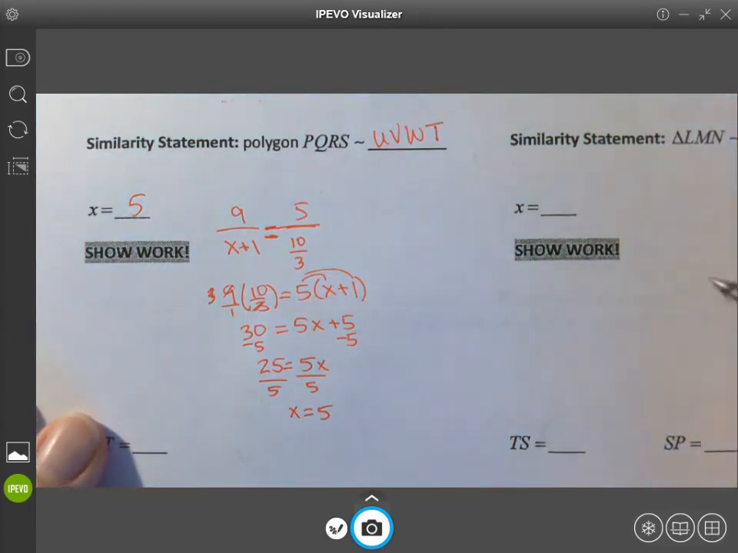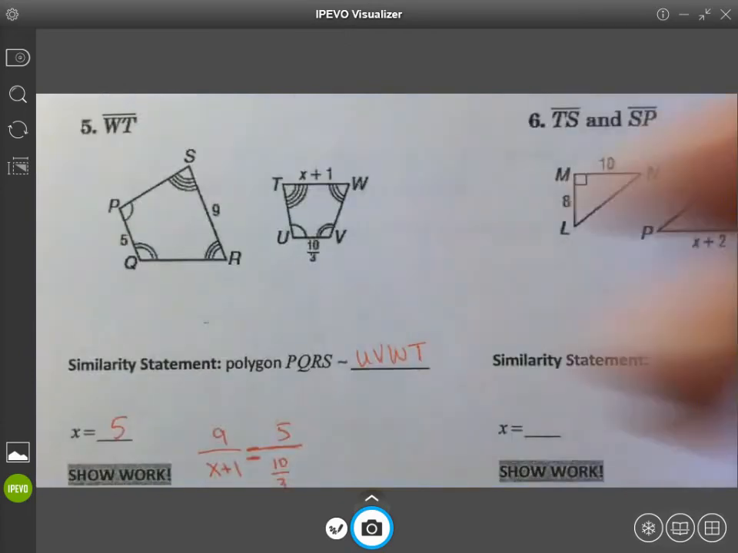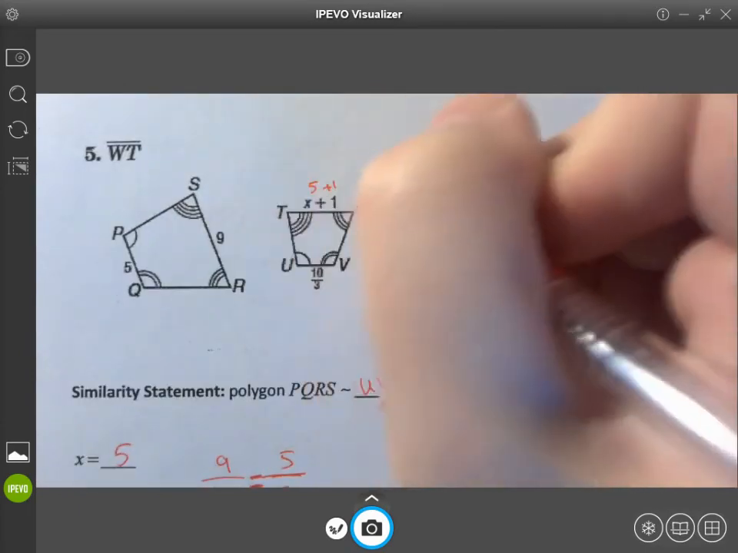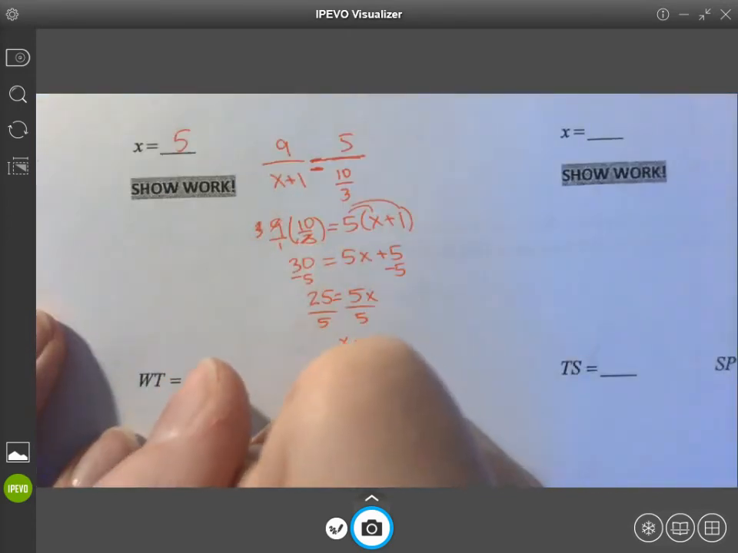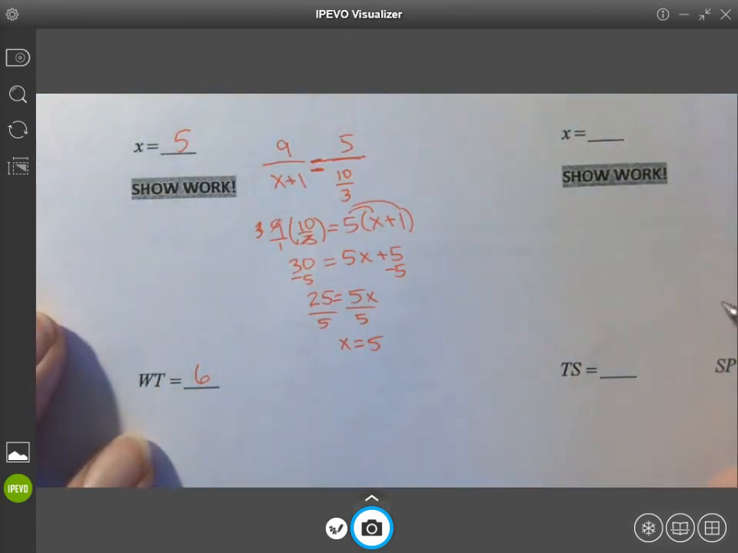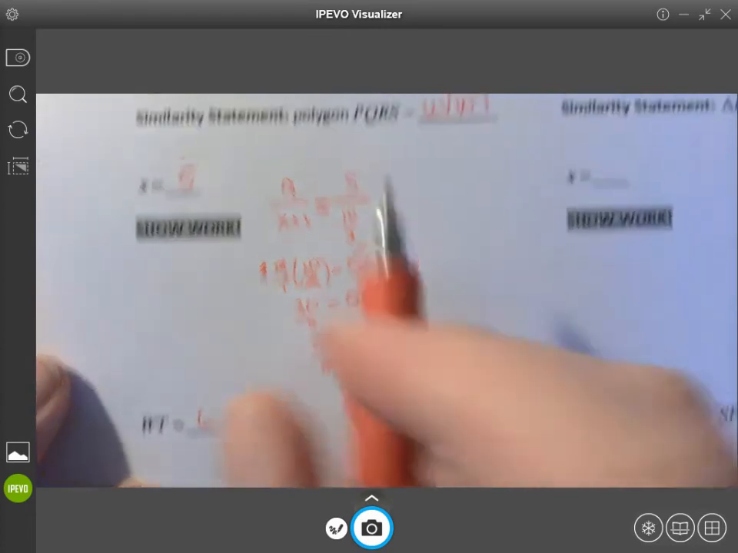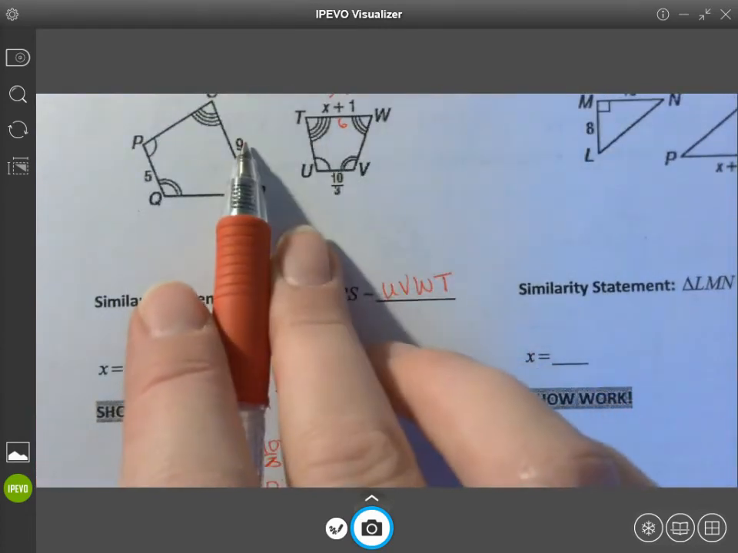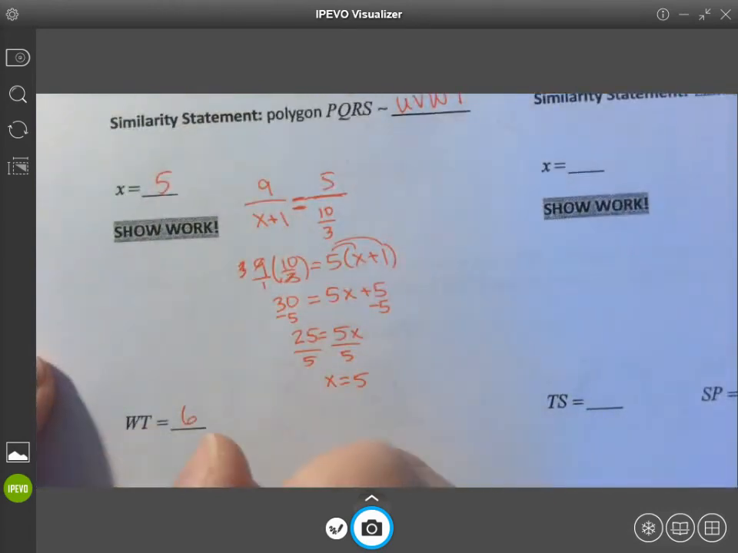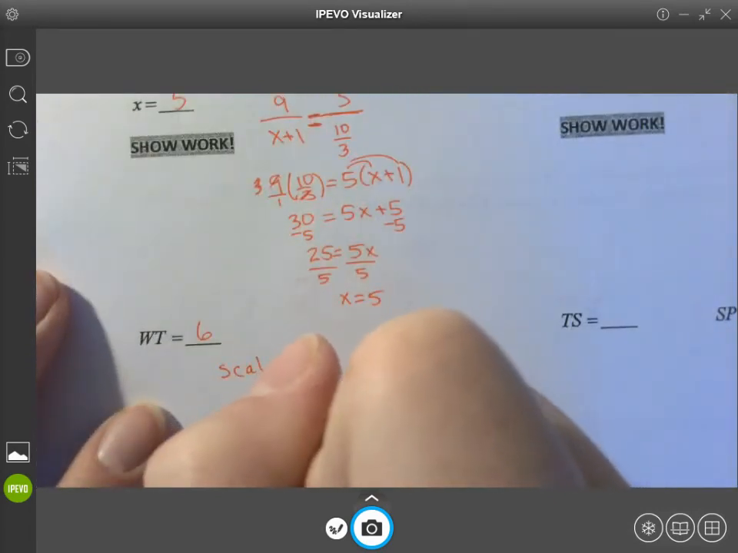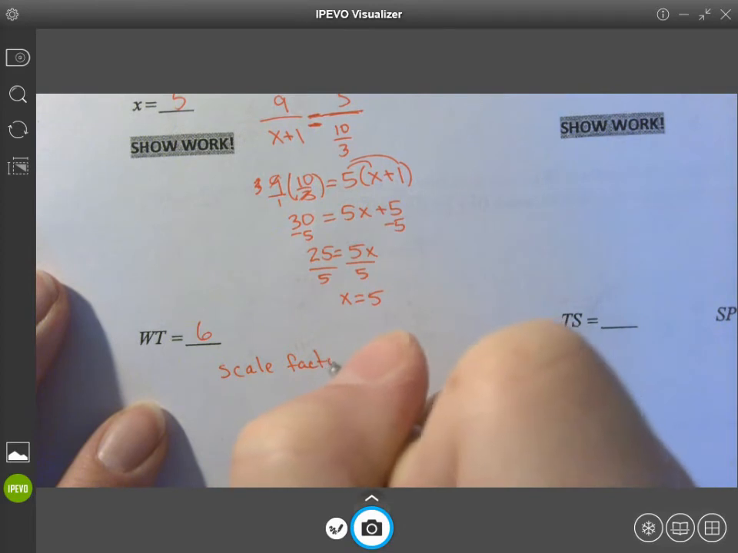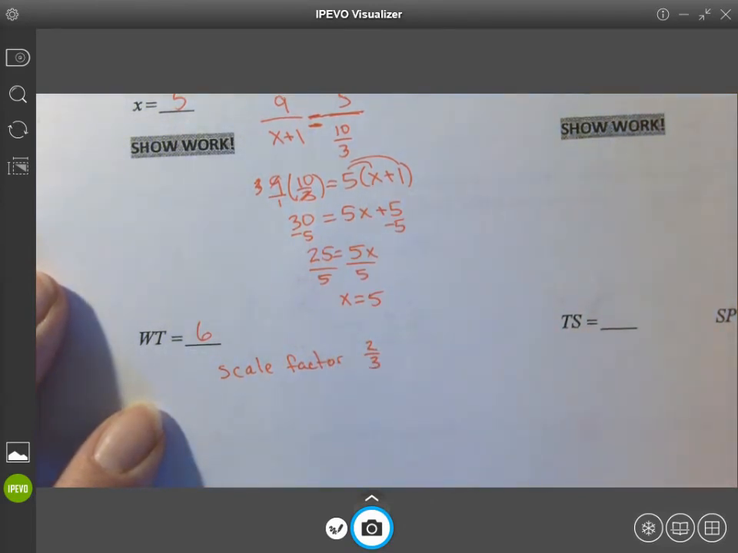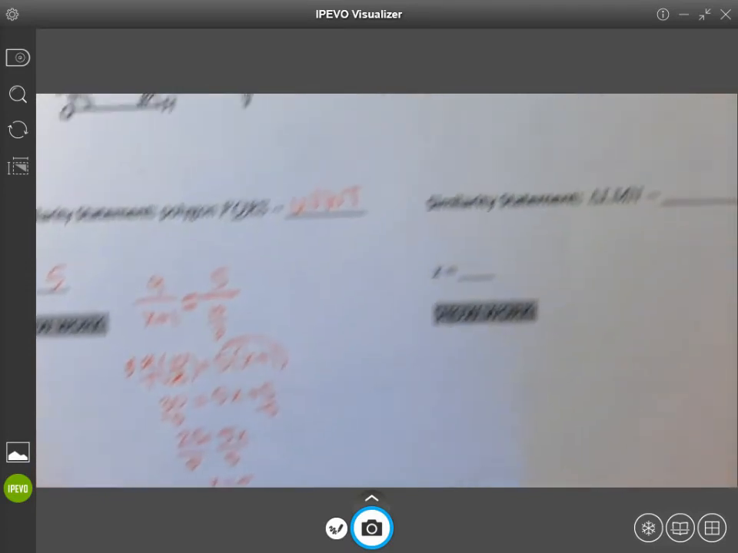Now that I got x is 5, it wants me to find WT. So that would be 5 plus 1, and I get 6. So WT is 6. If you want the scale factor, you would take 9 times what would give me 6? 9 times 2/3. So there is a scale factor. And again, that's a little more than we're worried about. But just to put it in there, scale factor is 2/3. So what's it take to get there? All right, go ahead. Let's do number 6.